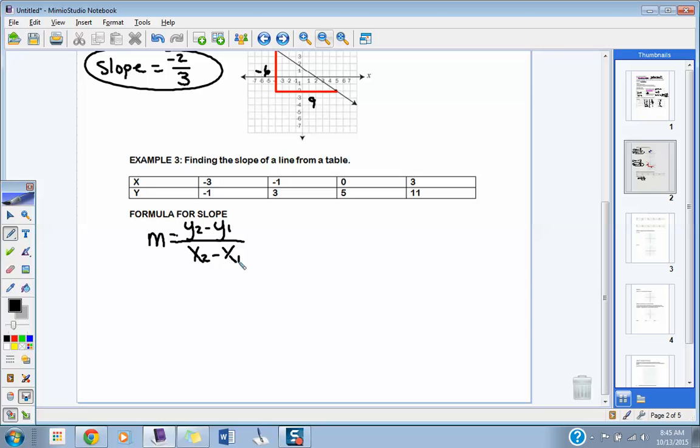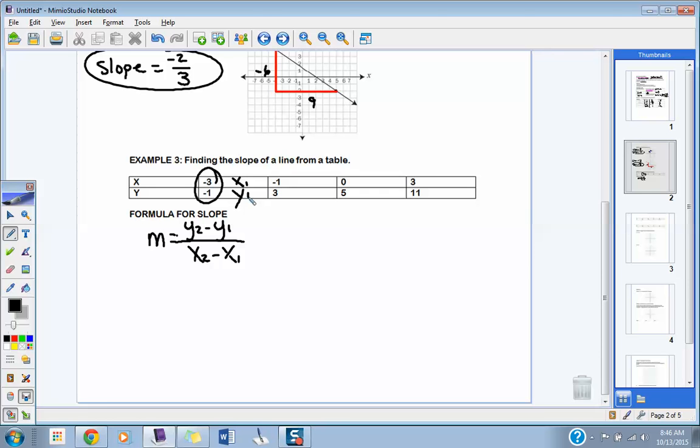(-3, -1). Okay, so I'm going to pick this point right here. The -3 is the first x value we chose. The -1 is your first y value. I'm sorry, I had that mistaken. Okay? So that's the first x, y pair that we picked out.